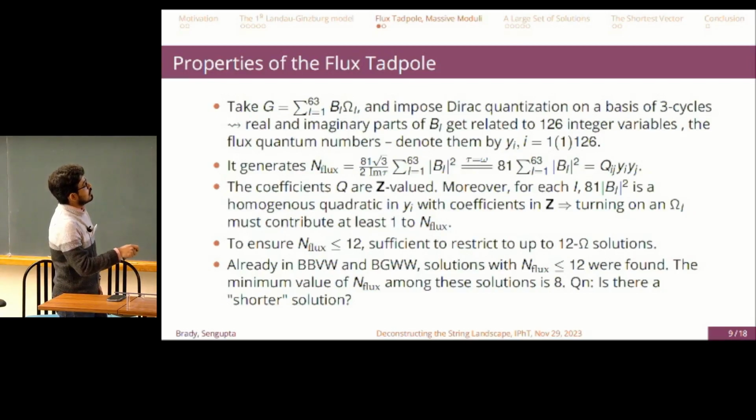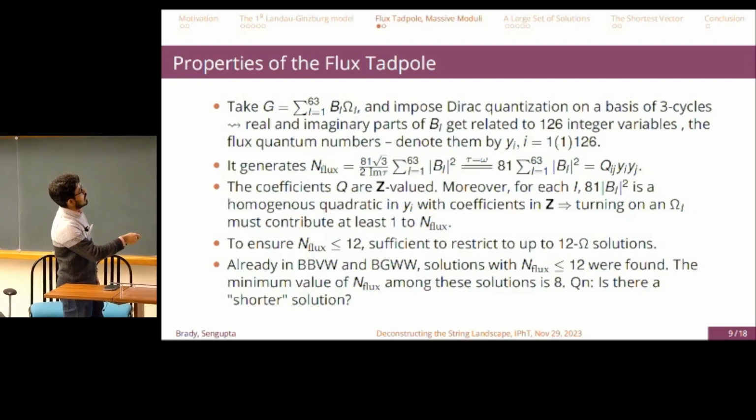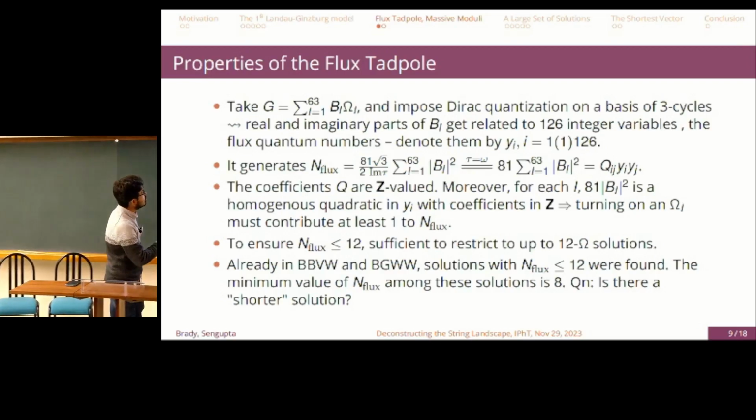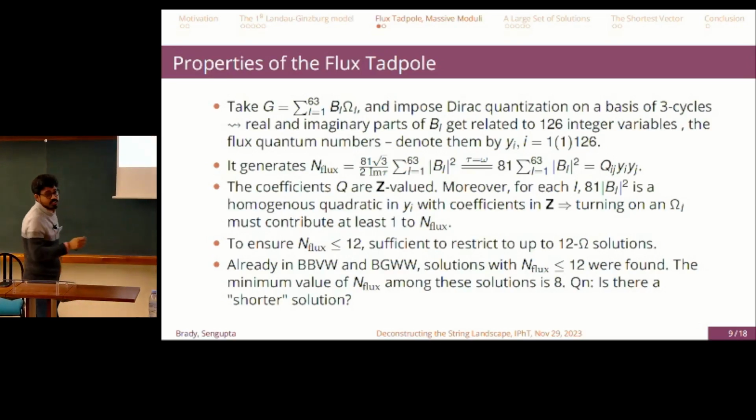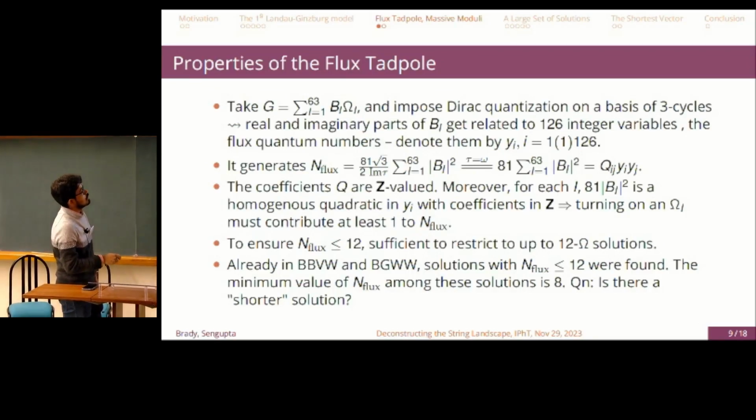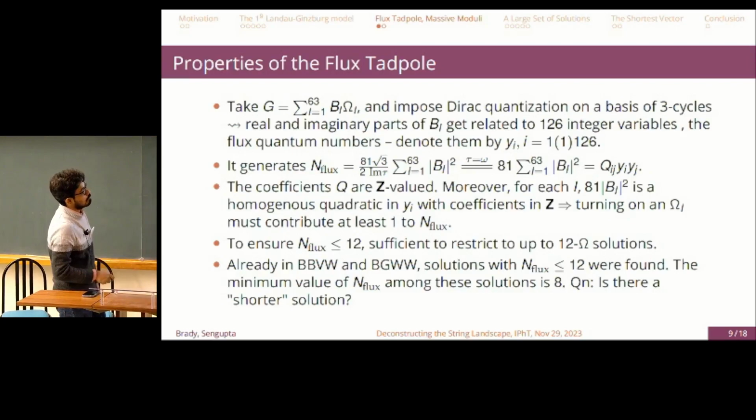And when you calculate the flux tadpole, the formula for which was given in the previous slide, you get this expression, where now we set the value for the axio-dilaton equal to omega. So this is an order 1 string coupling. When you do this, you get 81 sum over b_i squared, right?